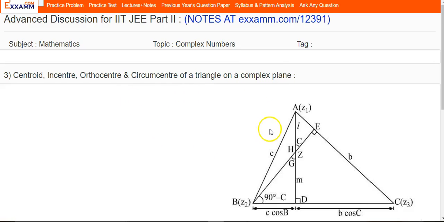Now let us discuss the centroid, incenter, orthocenter and circumcenter of a triangle on a complex plane. What does it mean? That we have to find these points for a triangle whose vertices are given as Z1, Z2 and Z3. Now let us first take the case of the centroid.